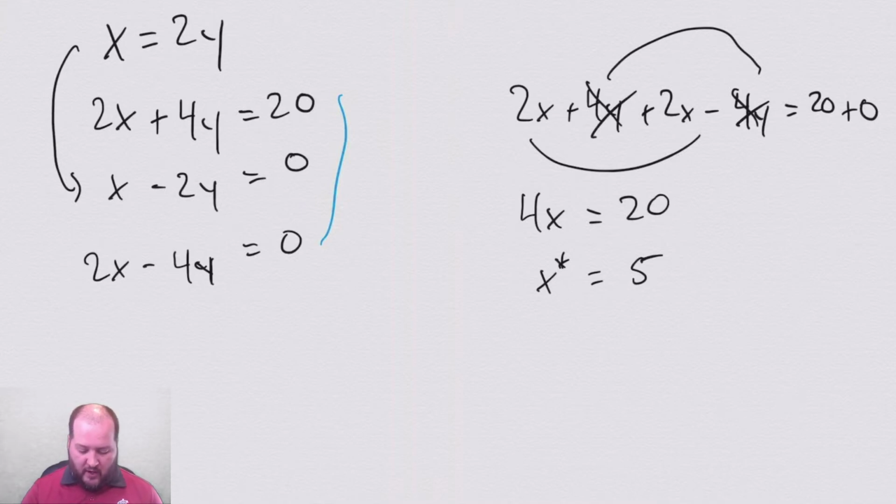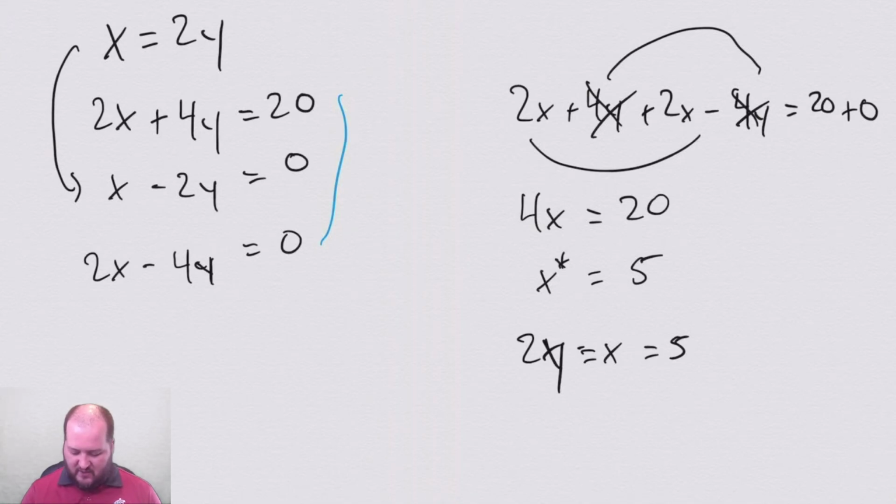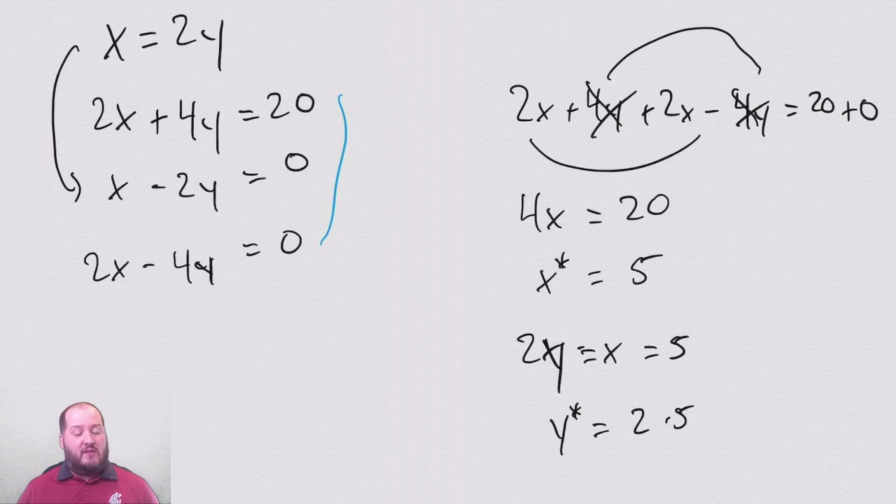From here, I can figure out y just by that first equation. 2y equals x, which equals 5. So divide both sides by 2, and I get y star equals 2.5. And there, I'm done.